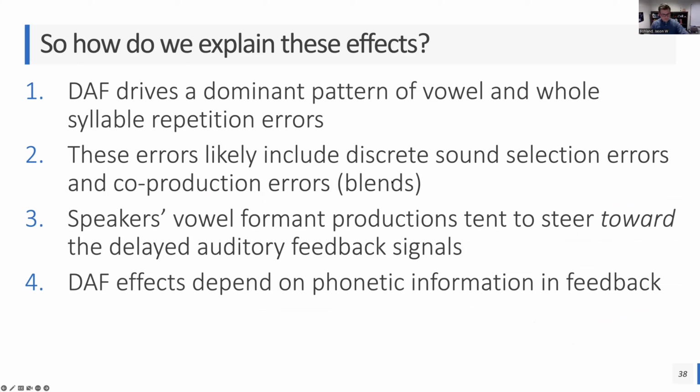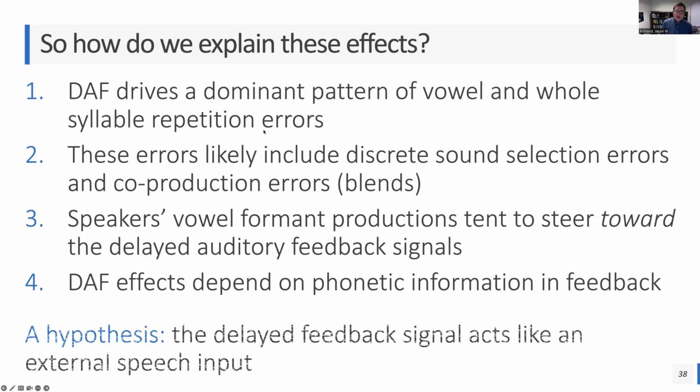So how do we explain all of these effects? Going over those 4 points again, DAF drives a dominant pattern of vowel and whole syllable repetition errors. These errors likely include both discrete sound selection errors and also these blends or co-production errors that we saw using electromagnetic articulography. Speakers' vowel formant productions tend to steer toward the delayed auditory feedback signals, at least that's what we see from our preliminary data, which goes against the canonical feedback control models. And DAF effects depend on the presence of phonetic information in the feedback signal. So it's not just a generic kind of interference effect.